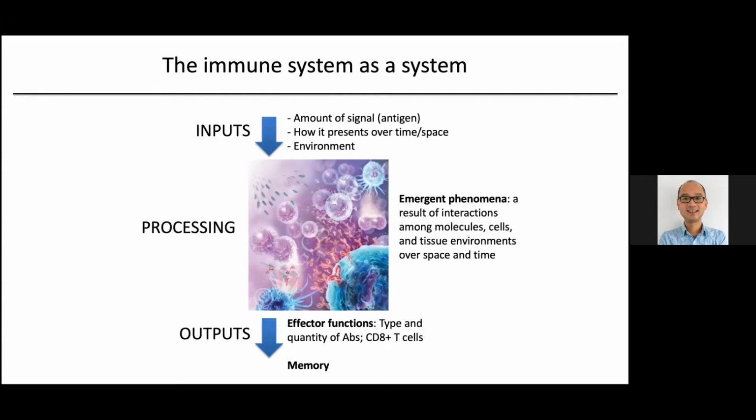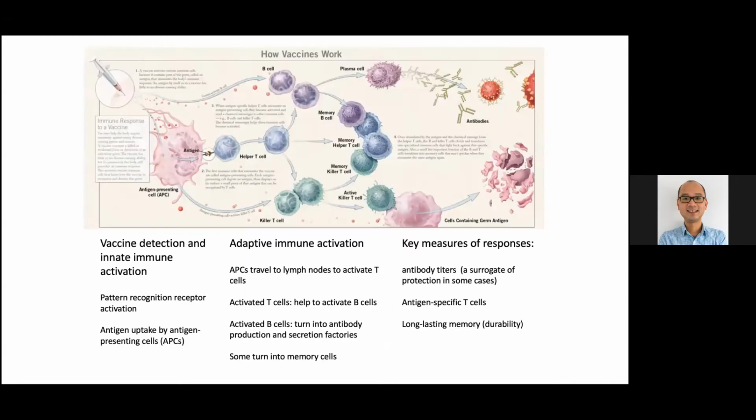And in the middle, there's this processing, right? And that's where you have these very complex interactions among molecules and cells and over tissue environments that would give rise to these outputs. So just a little bit more detail, when you think about at a high level how vaccines work, it involves three major steps involving different types of cells. In the beginning, there's the detection of these vaccine components, and that would also activate the innate immune system.